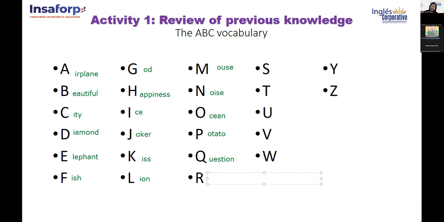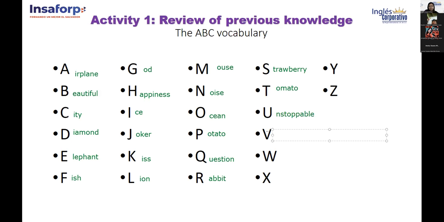Can you repeat, please? Rabbit. Okay, rabbit. Letter S. Strawberry. Letter T. Tomato. U. Unstoppable. Can you repeat, Jessica? Unstoppable. Okay, unstoppable. Letter V. Vision. Vision, okay. Also veterinarian, vet, etc.